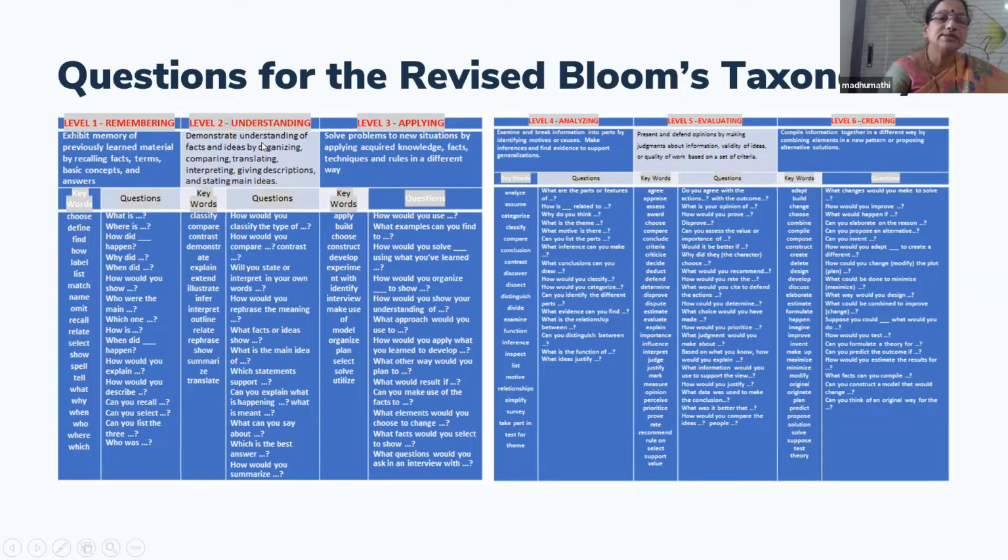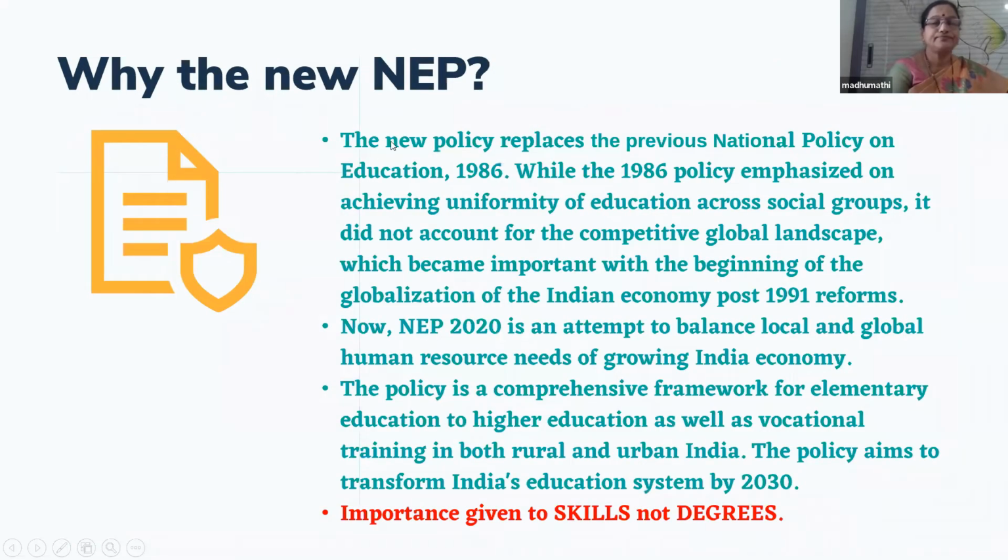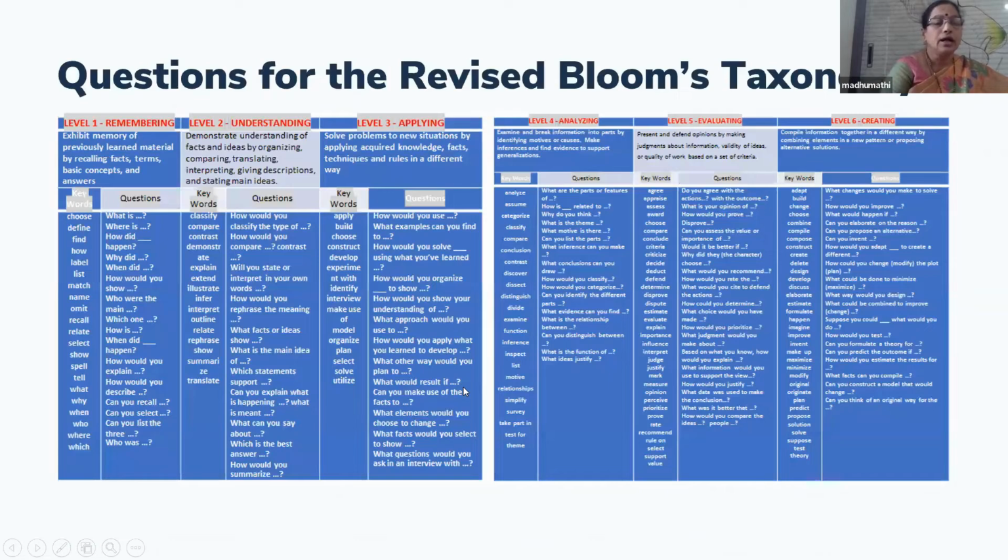If a student answers questions under this category, that is classify, compare, contrast, demonstrate, or explain the experiment that you have done or practically completed in the lab, then it is understood that he can demonstrate the understanding of the facts and ideas by organizing, comparing, interpreting, giving descriptions, and stating main ideas. That is, he is at level 1.